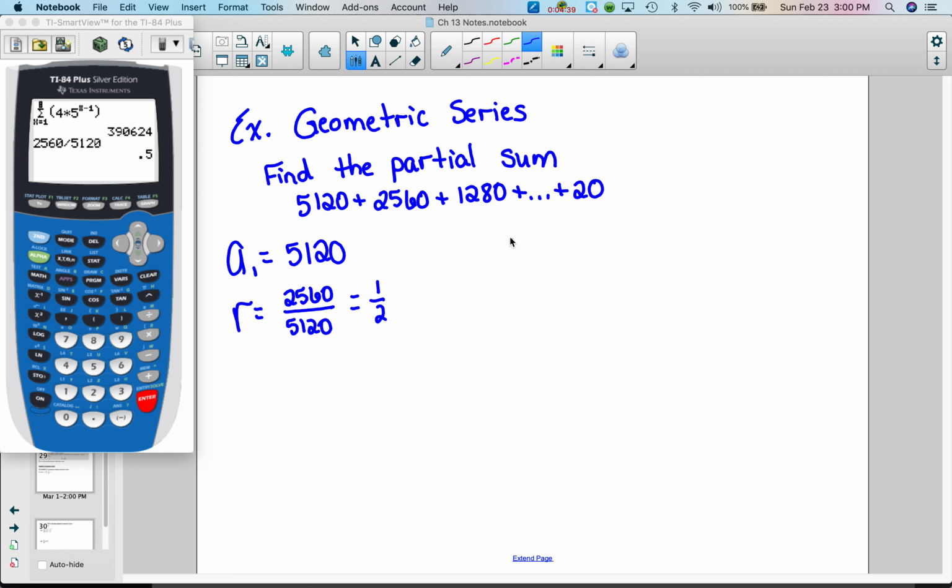So if I use the formula, actually, in this case, we know a sub n. So let's grab that other formula and see if that can be helpful.